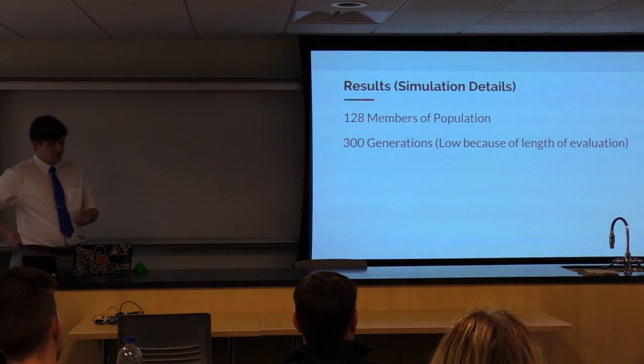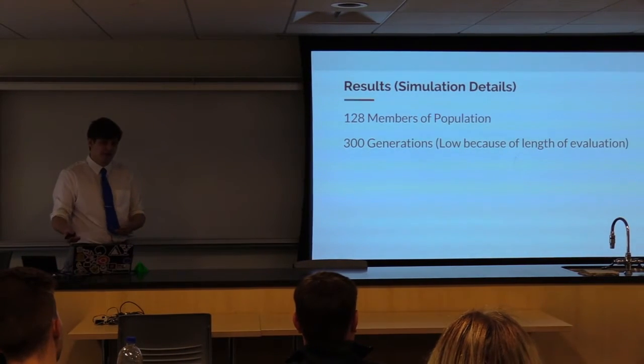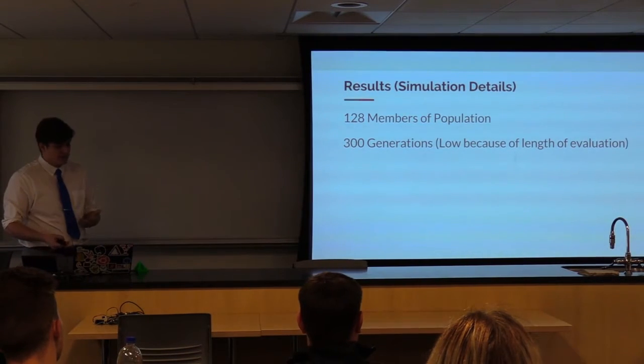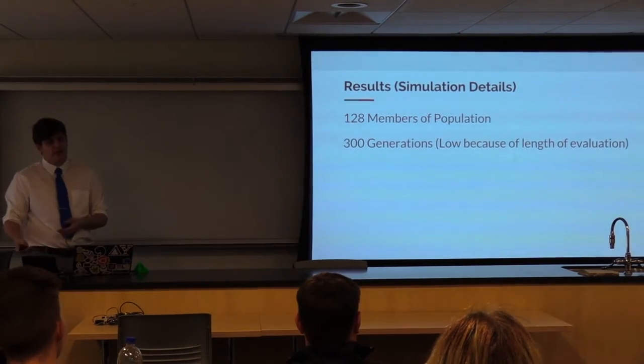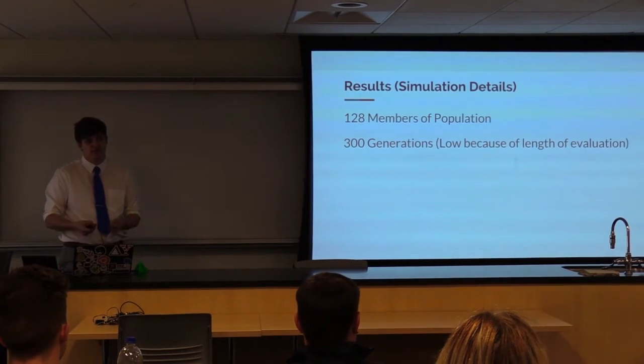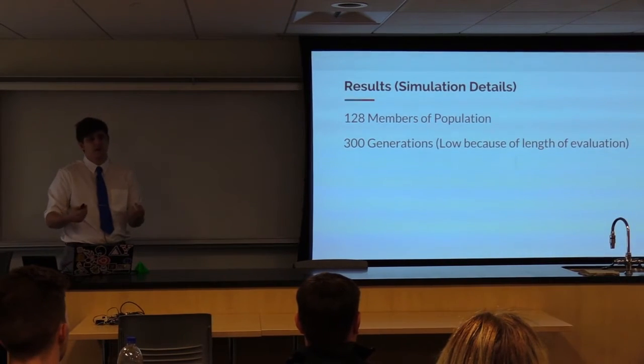And so let's get into some of the results. I ran the simulation with 128 members, so 128 individuals, and then I ran it for 300 generations, which is on the smaller end for a genetic algorithm, but the simulation is pretty complex. 300 generations actually takes 4 days to run, so a longer run of 1,000 generations would take a week and a half.